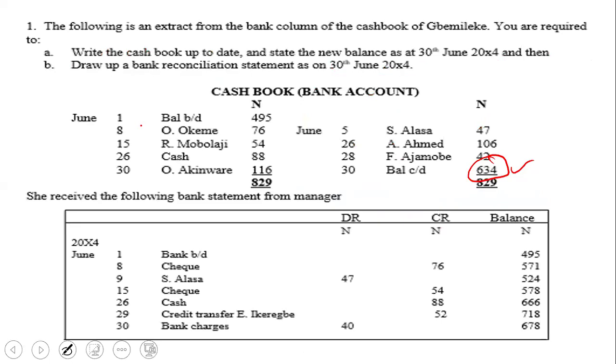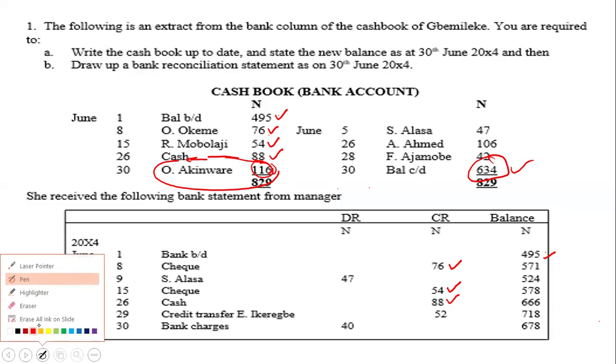We said we tick. 49 is here, is here. 76 is here, is there. Now 54 is debited here, it's credited here. 88 is debited here, is credited here. Now 116 debited into the cash book.